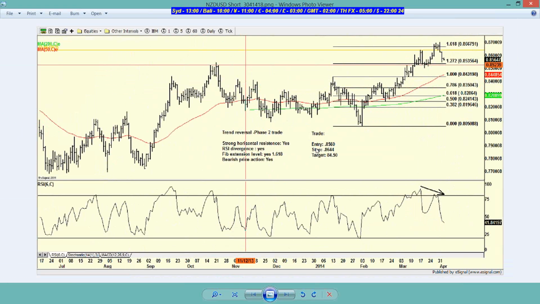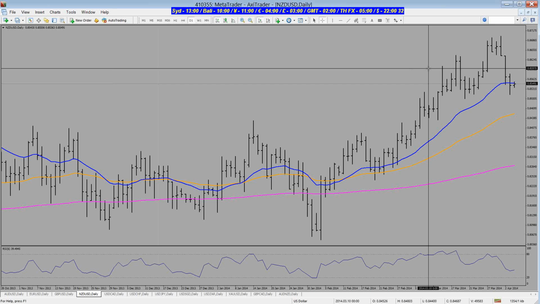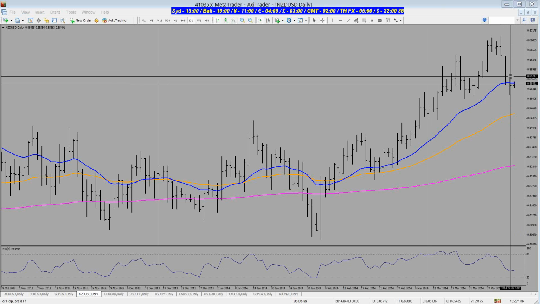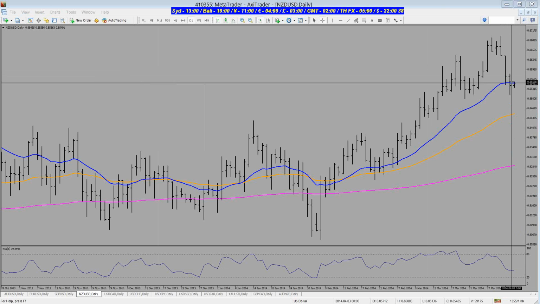But your entry here at 85.60 is out in the middle of nowhere. I'm not exactly sure why you've chosen that price. When you go to look at it, 85.60 is in here somewhere. Where is it? 85.60 is sort of there. I just don't understand why you're looking at entering the market there.